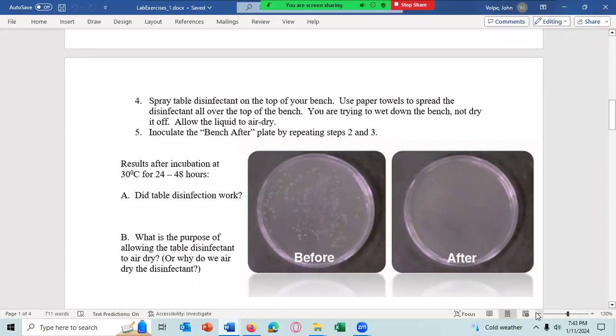And then answer procedure 2's questions. Procedure 2A, did table disinfection work? It's simply yes, no, although you can attach an explanation if you wish. And then procedure 2B, what's the purpose of allowing the table disinfectant to air dry? Or when we disinfect a table, why do we air dry the disinfectant? So answer that question and make sure you're answering it correctly, whether it's during the inoculation or some other time.